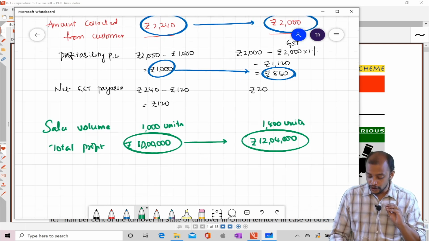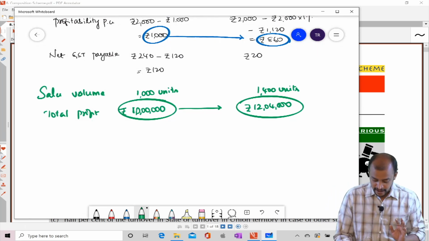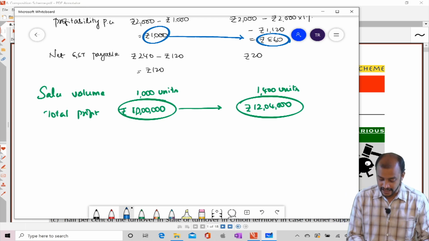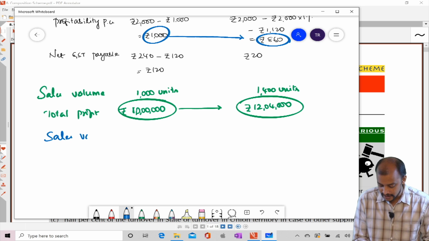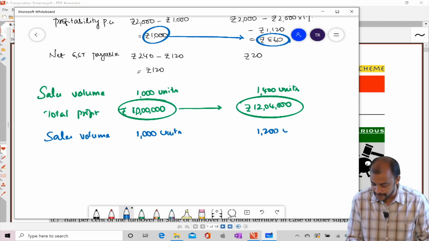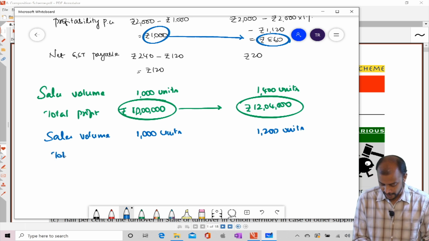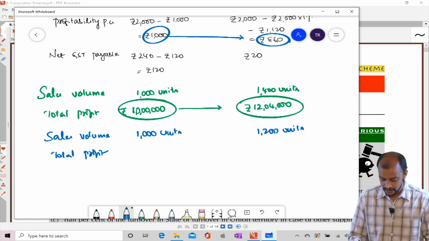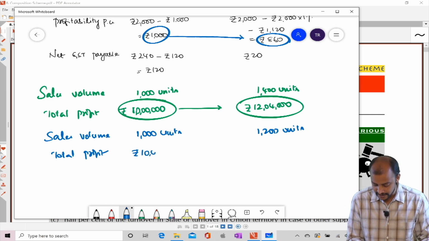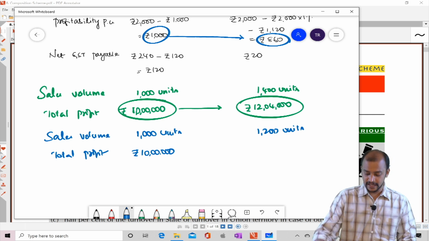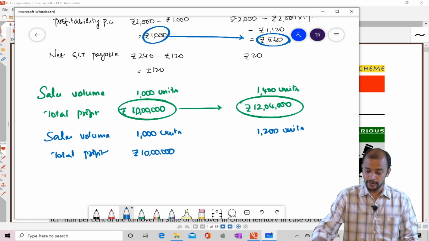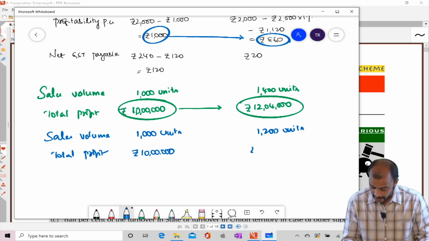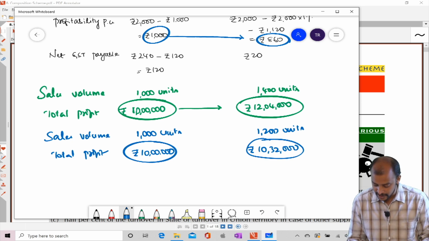What if the volume has increased, but not that greatly? For example, the sales volume is here 1000 units, but here it is 1200 units. Then what will be the total profit? Here it will be 10 lakhs, whereas here it will be 1200 into 860, that comes to again 10 lakh 32,000. So still the composition scheme is best.